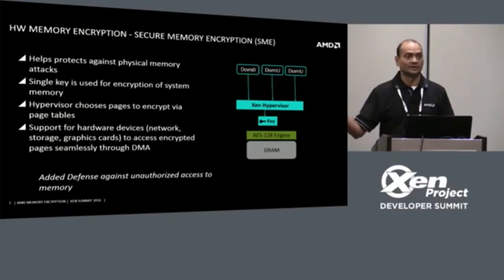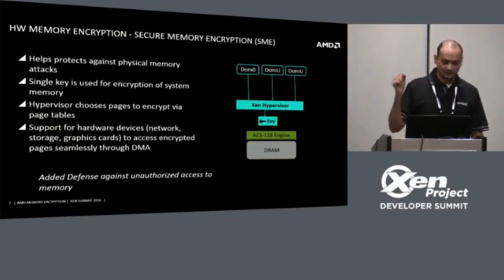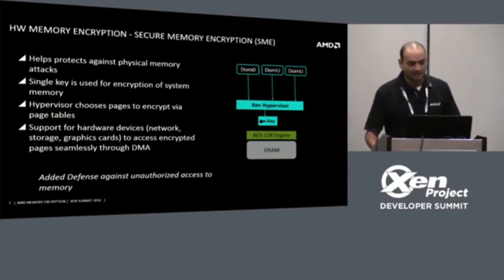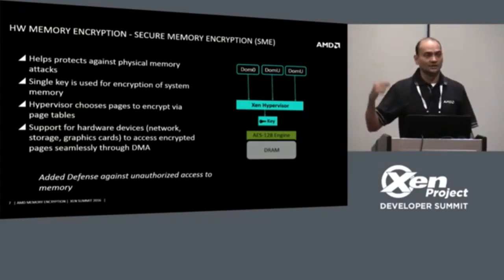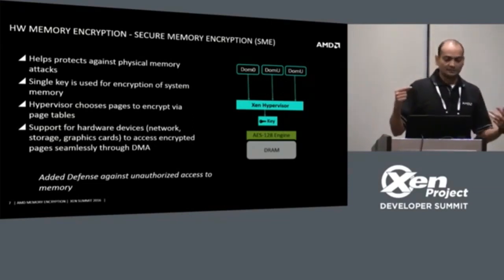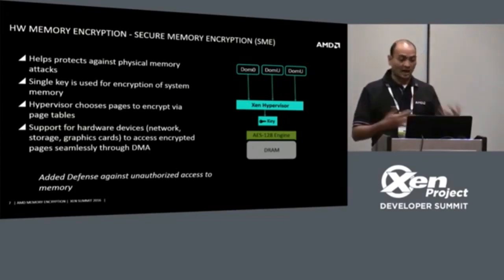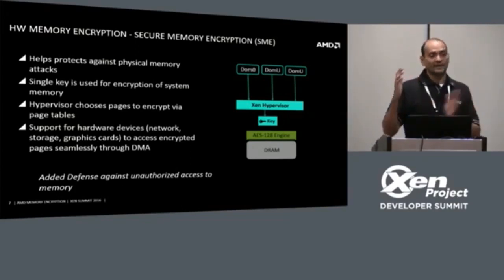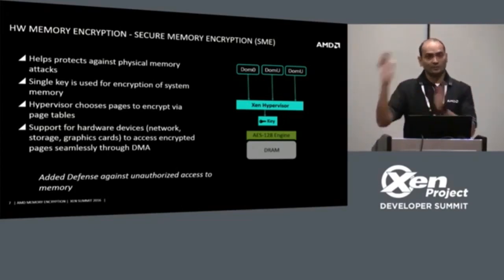That's PSP, what we call the platform secure processor. The key is stored in the PSP, and then all the memory gets encrypted using that random key. The operating system or hypervisor can choose which page can be encrypted through the page table.